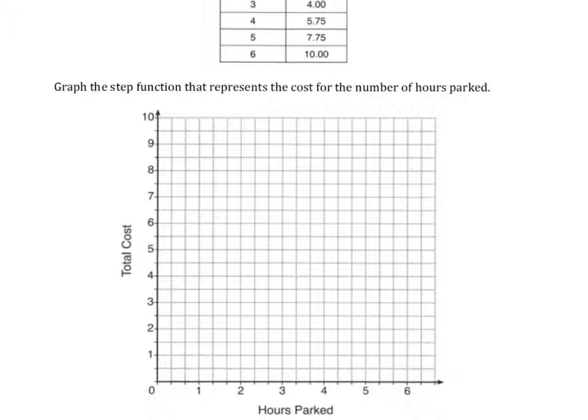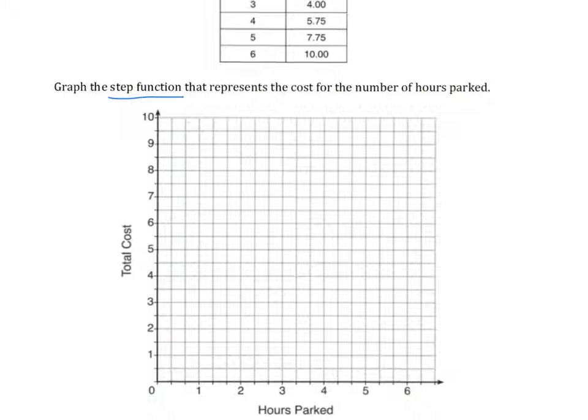Okay, so the table below lists the total cost for parking for a period of time on a street in Albany, New York. The total cost is for any length of time up to and including the hours parked. For example, parking for up to and including 1 hour would cost $1.25, and then parking for 3.5 hours would cost $5.75. Graph the step function that represents the cost for the number of hours parked.